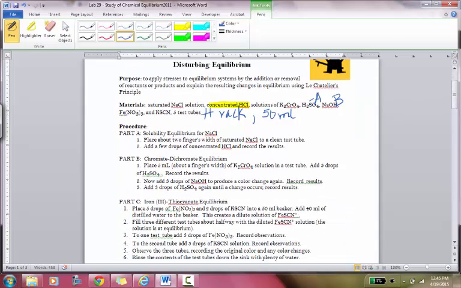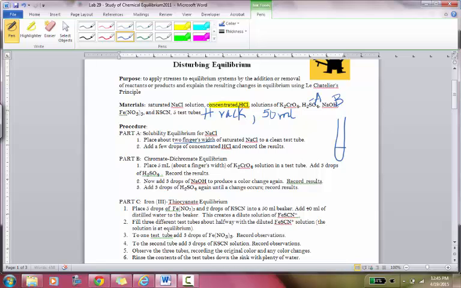So to get started, in part A, you will be placing, it says, 2 fingers widths of saturated salt into a clean test tube. This is a very technical measurement of volume, 2 fingers width. I don't know, maybe a quarter of the test tube full. This is not precise. This lab is not a quantitative one. It is a qualitative one. So you don't need to be exact. You need to be able to see what's going on in the test tube.